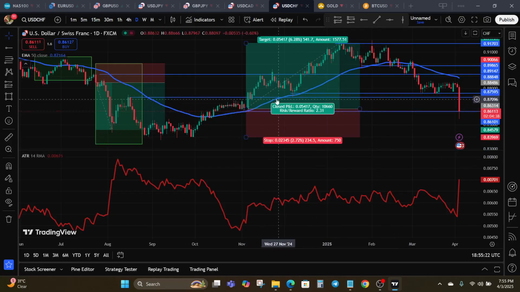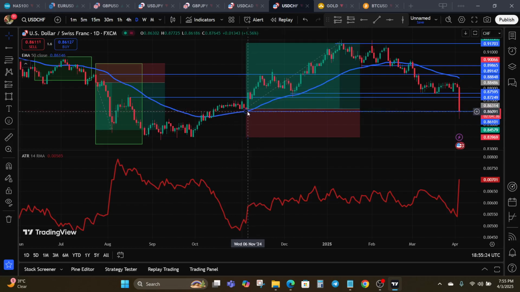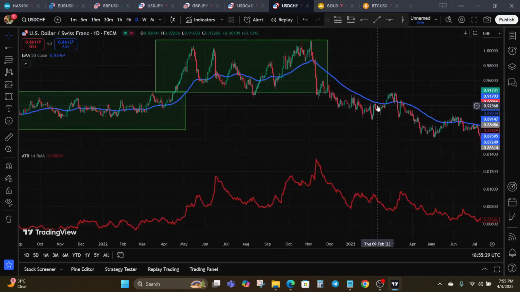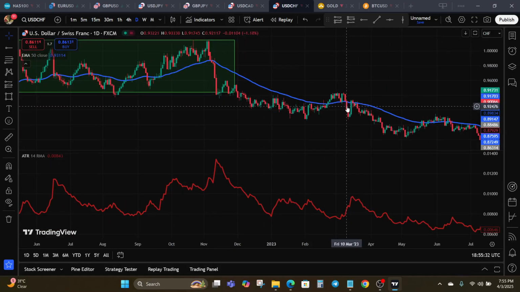If you are looking for buy opportunities in a bullish trend, look for bullish candlestick patterns. If you're looking for sell opportunities in a bearish trend, look for bearish candlestick patterns. It is very important to increase your chances of success by getting confirmation patterns, confirmation candles, confirmation signals. And that is how you trade with the ATR and EMA strategy. This method helps you ride trends while managing risks like a pro.